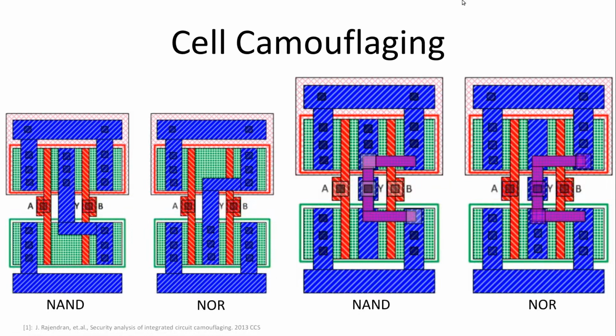So if you reverse engineer it on the picture, they should look exactly the same, but they are different functionalities. With the idea being, if you don't know what the actual functionality is, you can't reverse engineer the chip.